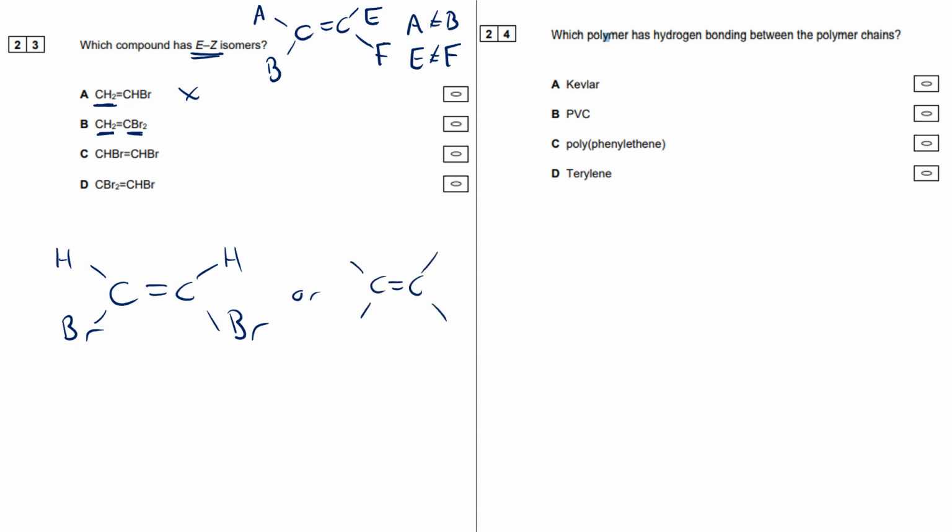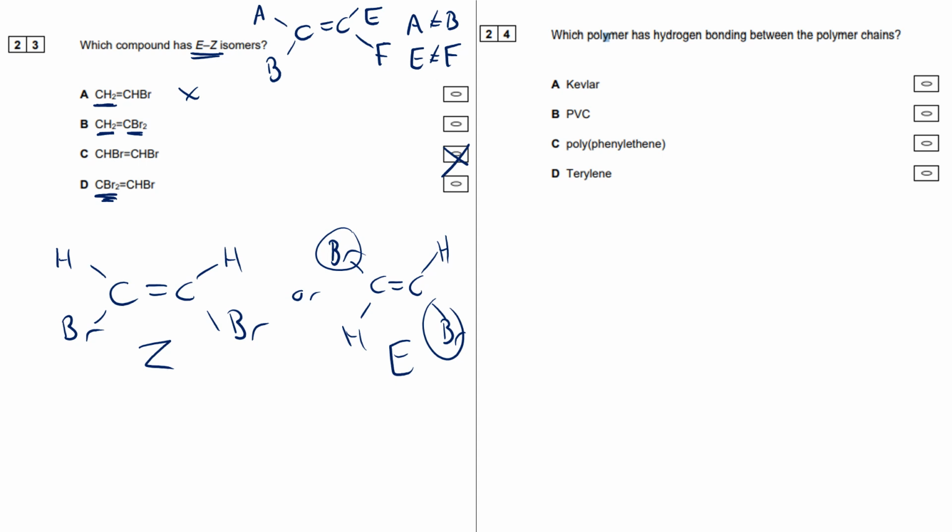So I'll just draw those out for you so you can see. The bromines can both be pointing down or up, so that would be your Z isomer, and one bromine can be pointing up and one can be pointing down, that's your E isomer. And D cannot have E/Z isomers because the left carbon has 2 bromines on, so C is the correct answer here.